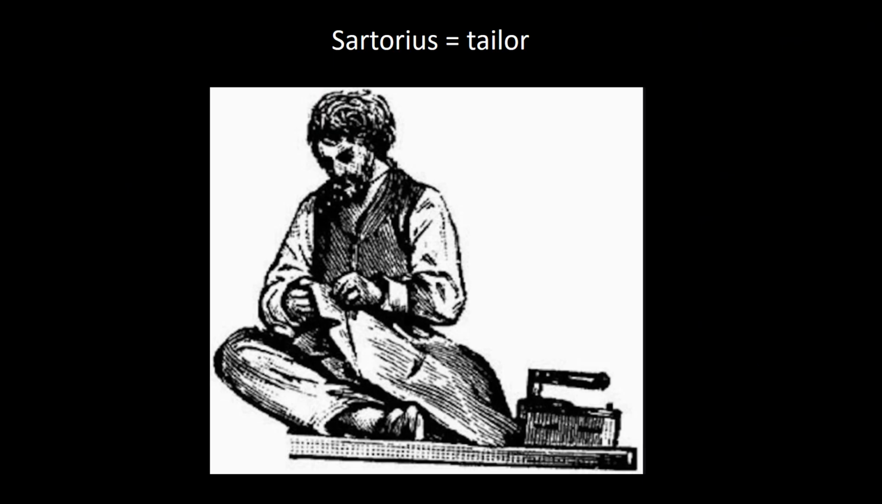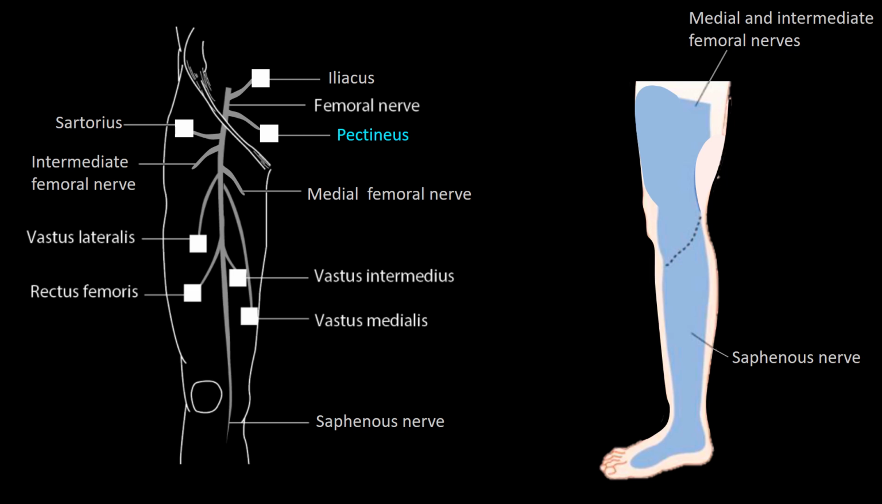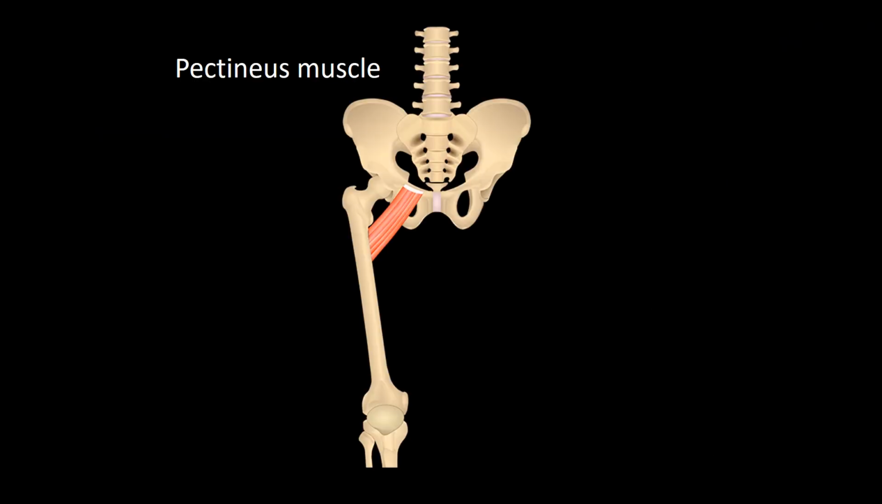The muscle sartorius was called so because it is the muscle most used by tailors when they sit in the position above to mend clothes. Sartorius means tailor in Latin. The femoral nerve also innervates the pectineus. Notice that the pectineus is at times innervated by both the femoral nerve and the obturator nerve, or more often just by the femoral nerve, and rarely by the obturator nerve alone.